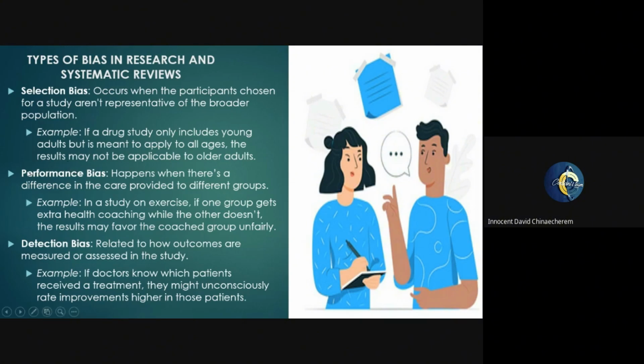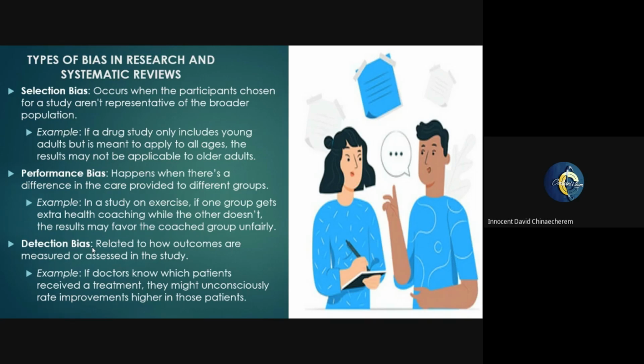Now the next one we have is what we call performance bias. What do we mean by performance bias? It happens when there is a difference in the care provided to different groups. In a study on exercise, let's say one group gets extra health coaching while the other doesn't, that means the result might favor the group that is being coached. Another one could also be detection bias, right? Most times this is related to how outcomes are measured or assessed in the study.